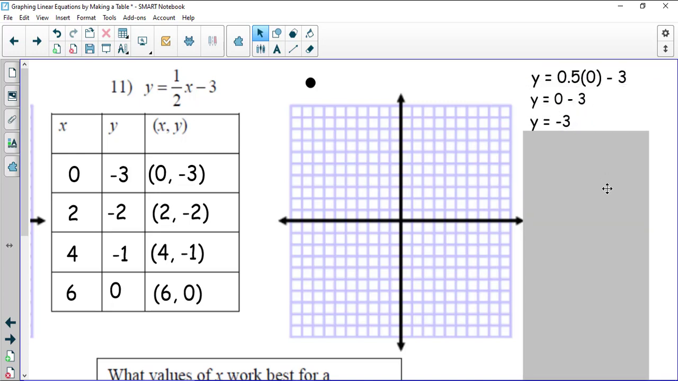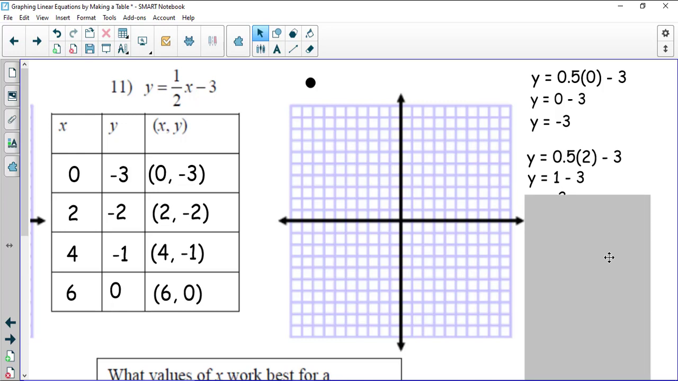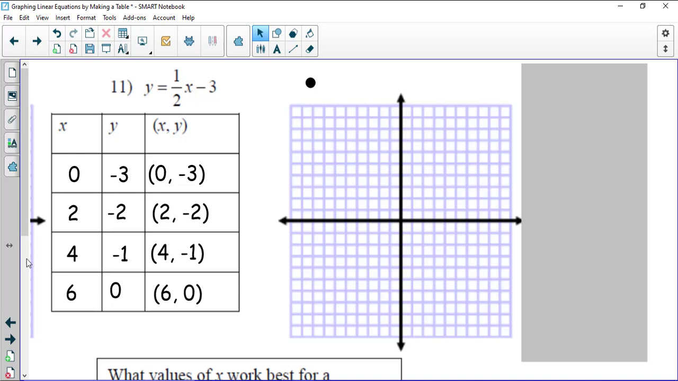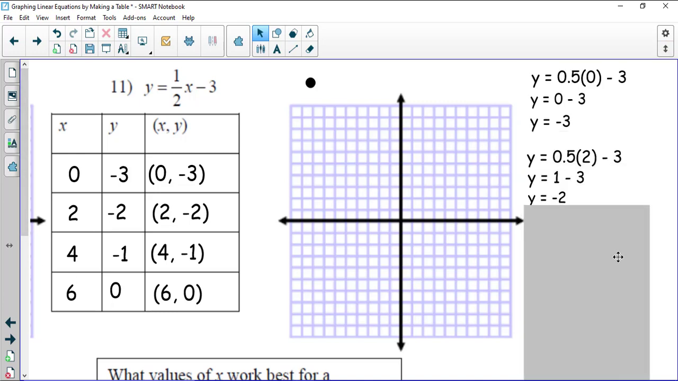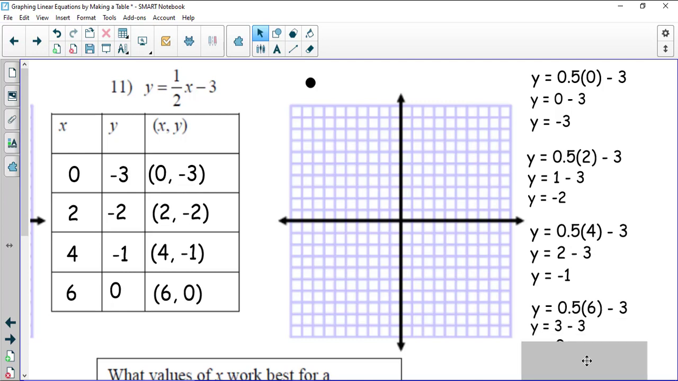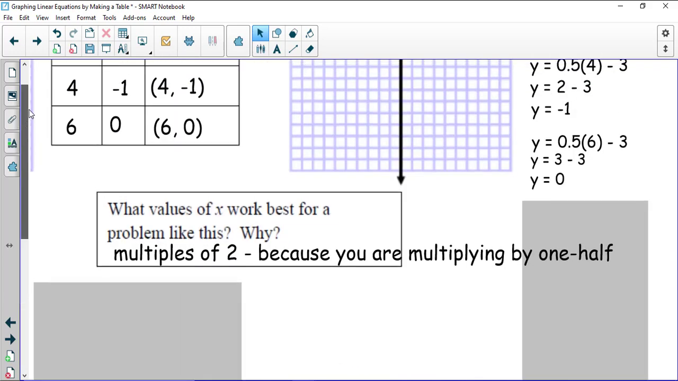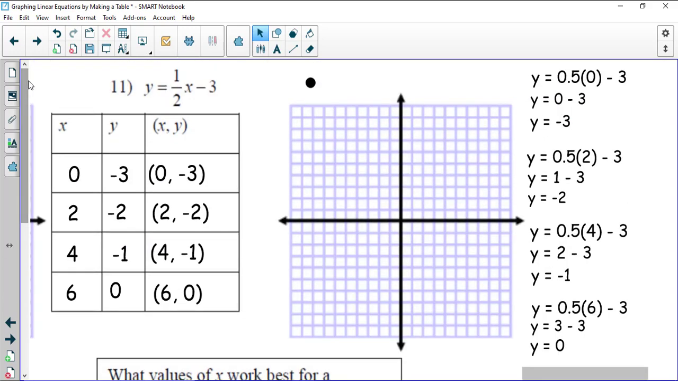gets a 0 minus 3, or negative 3. If I replace x with 2, 1/2 of 2 is 1, and 1 minus 3 is negative 2. If I replace x with 4, I've got 1/2 times 4, which is 2. 2 minus 3 is negative 1. And then we do 1/2 times 6 to get 3. Let me slide this down. Sorry about that. 1/2 times 6 to get 3. 3 minus 3 gets us 0. So our ordered pairs are going to be 0, negative 3, 2, negative 2, 4, negative 1, and 6, comma 0. Let's go ahead and graph those.